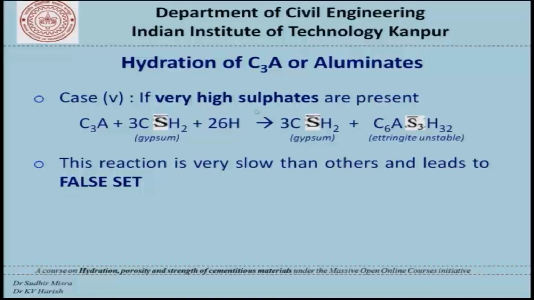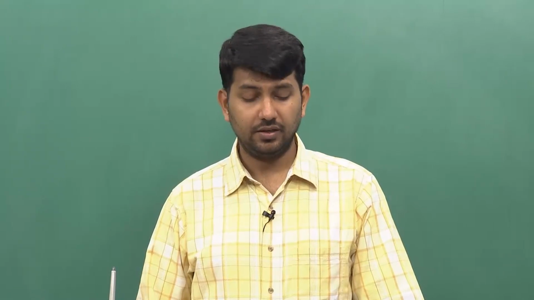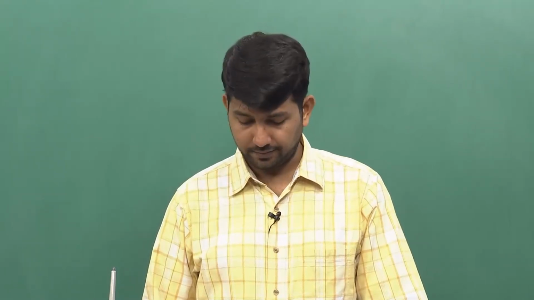In the fifth case, if very high sulfates are present, tricalcium aluminate reacts with gypsum in the presence of water to form gypsum and ettringite. But remember that since a substantial amount of gypsum is present, the ettringite will not be stable. So in this case, the Portland cement based system will not set at all, and it is many times referred to as false set. So as I already mentioned, in Portland cement based systems, we do not prefer flash set, we do not prefer quick set, we do not prefer false set, we only prefer normal set.